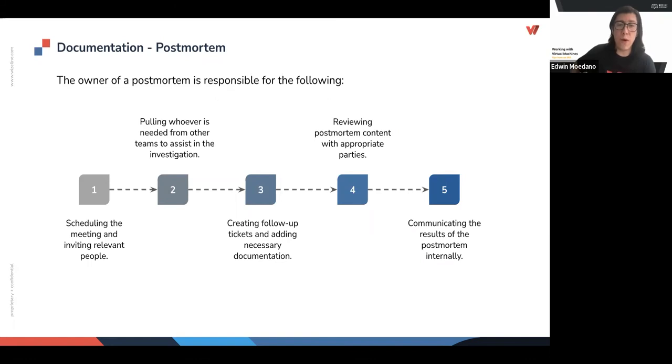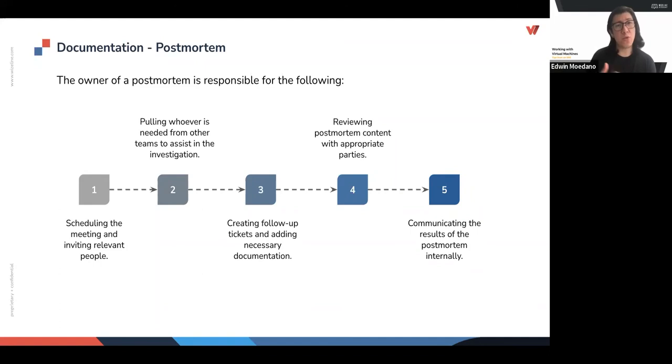Creating follow-up tickets and adding necessary documentation, adding to the backlog, or maybe prioritizing that in the next sprint, but we need to create the tickets for following up. And reviewing postmortem content with unprepared parties. Sometimes maybe we don't need to involve the CEO, but maybe we need to involve other areas like marketing, or maybe pre-sales, or maybe someone that needs to be aware that this is a risk.